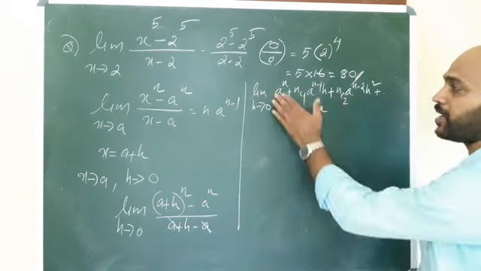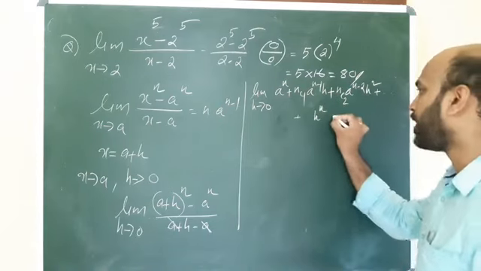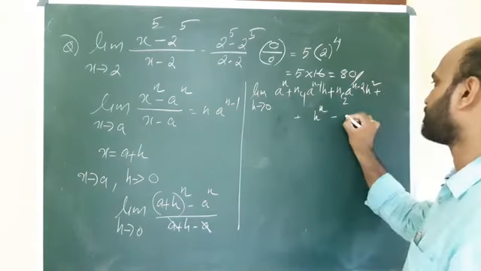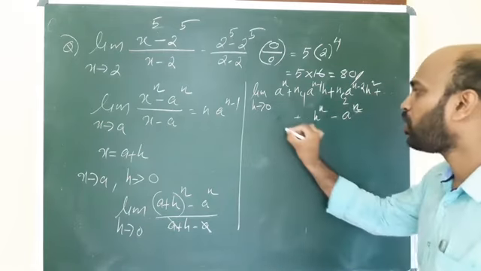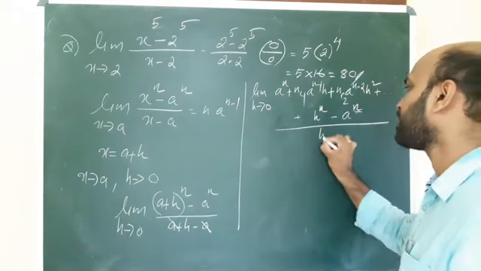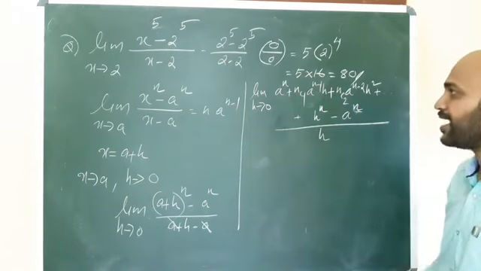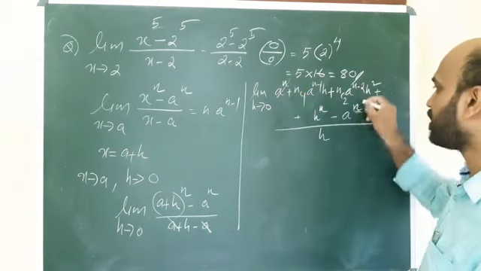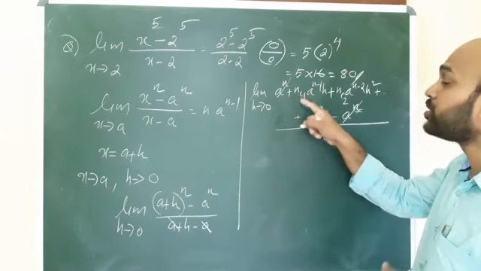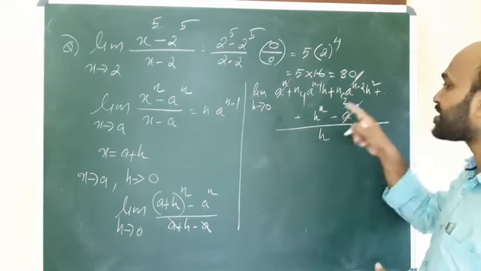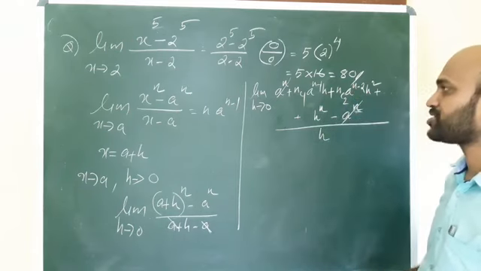This is the expansion of (a plus h) all raised to n, minus this a raised to n, whole divided by h. So you can cancel plus a raised to n minus a raised to n. Then from all the remaining terms, we have h as common. So take h as common.